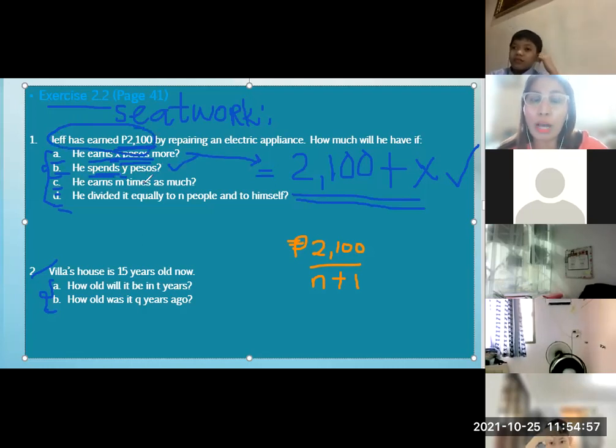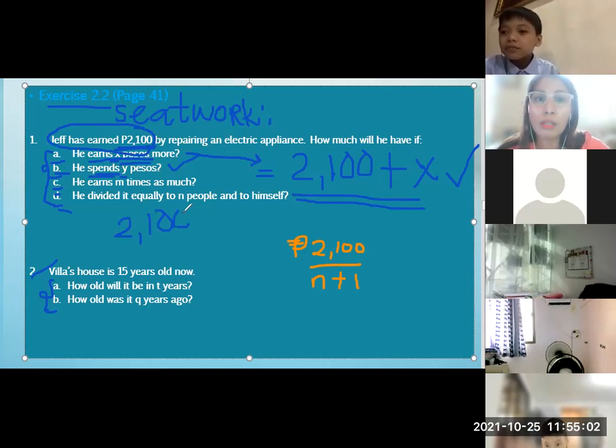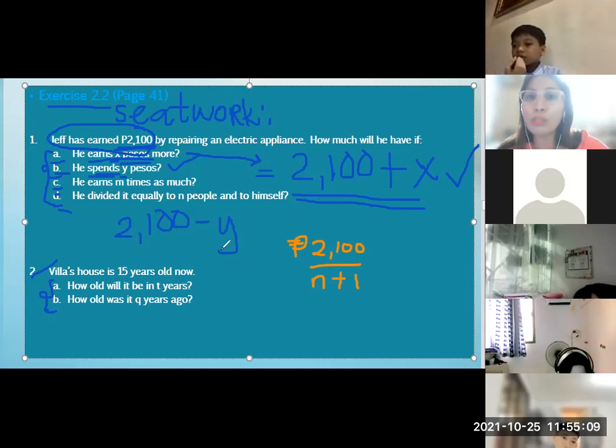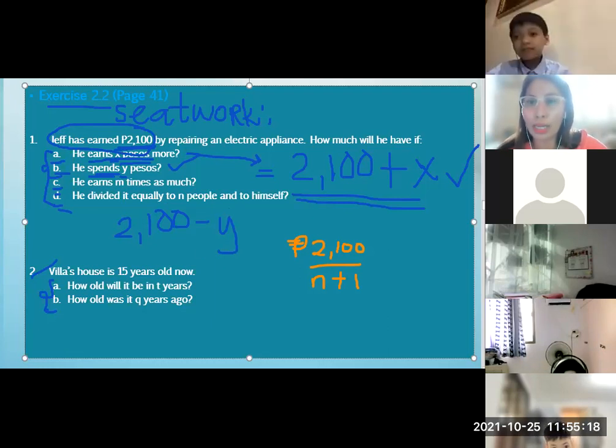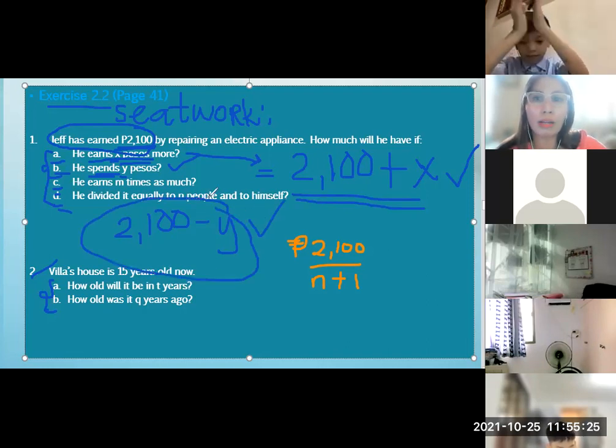So, he earned 2,100 pesos. If he spends y pesos, that means minus y. So 2,100 pesos minus y is the correct expression for letter B. 2,100 minus y. Next. Okay, correct, Carlo. Next, for letter C.